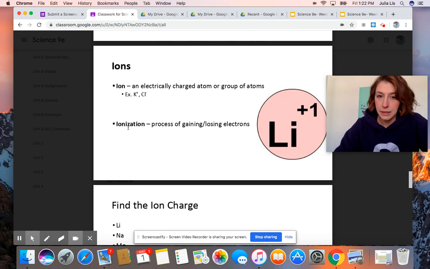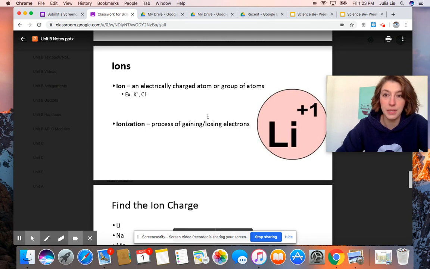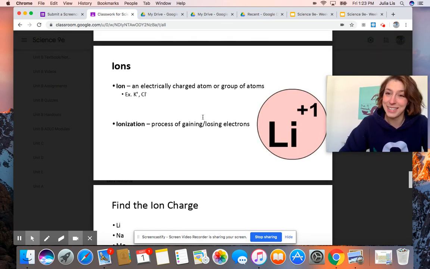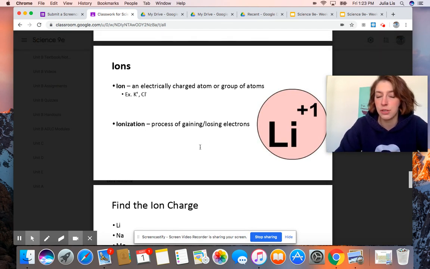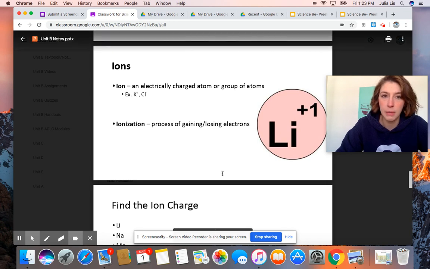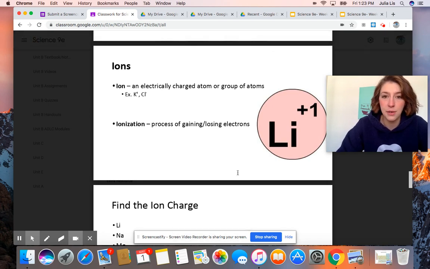An ion. So what's an ion? In our Google Meet, we talked a little bit about this as a group. If you didn't attend, please start attending. It's just a chance for us to chat and talk about some things of interest and do a little bit of a review if you ever need.